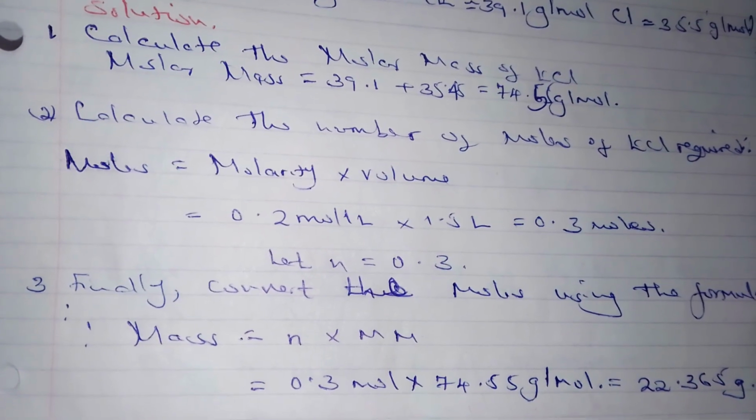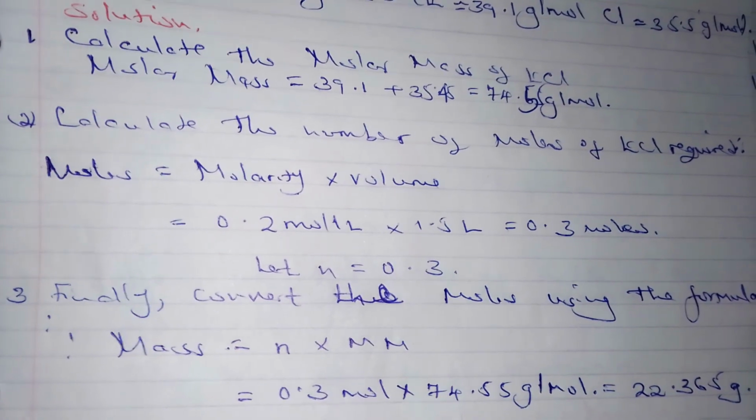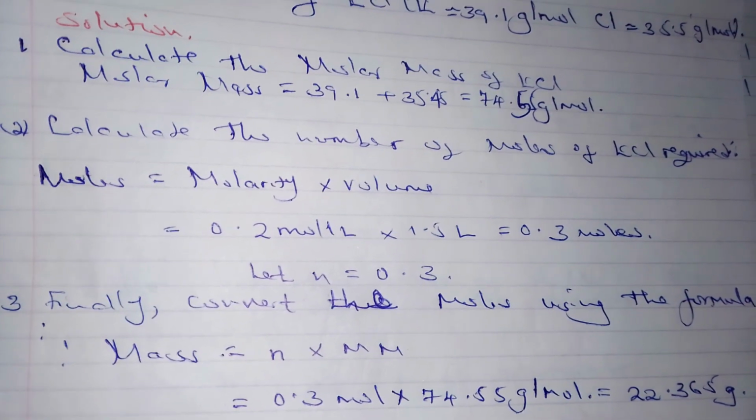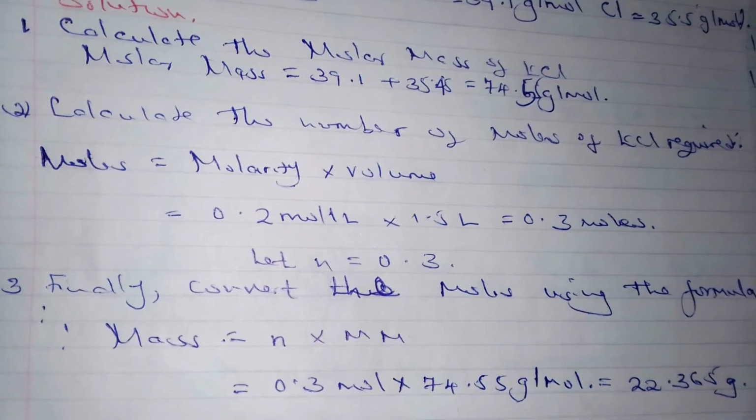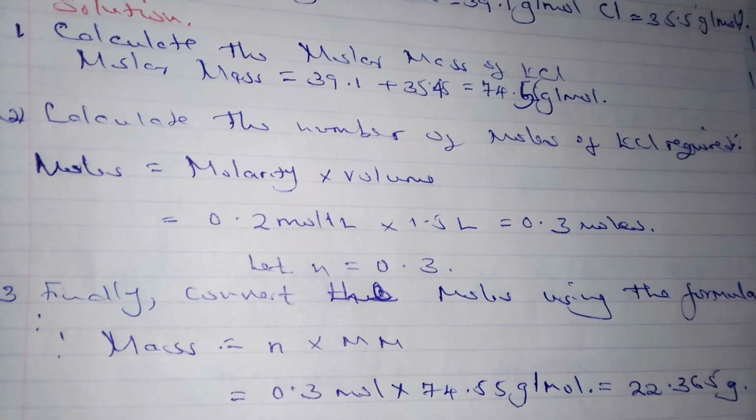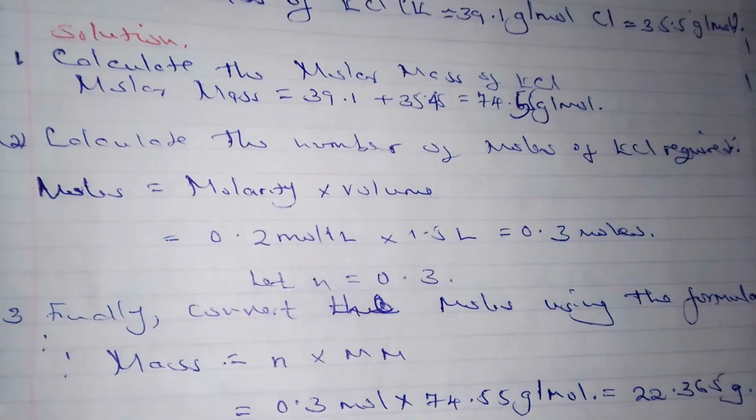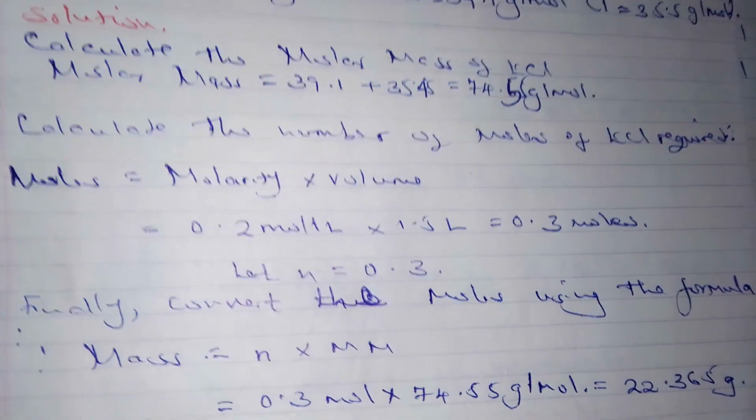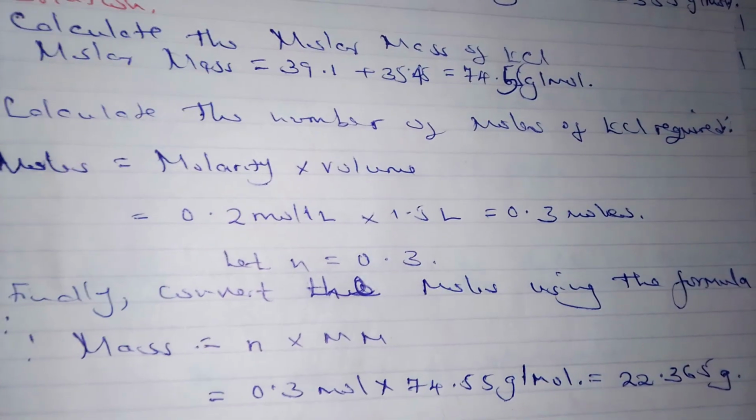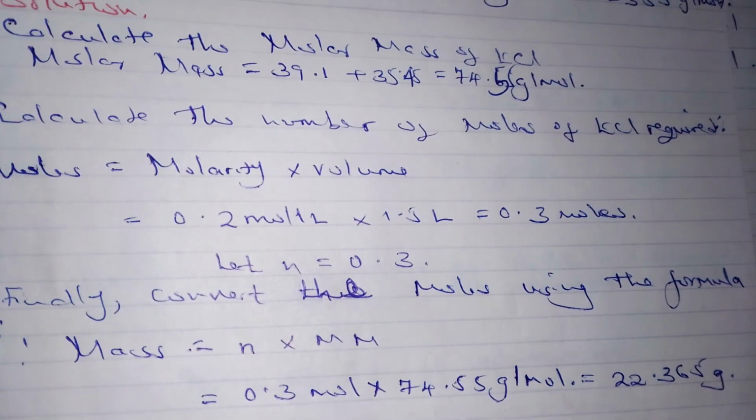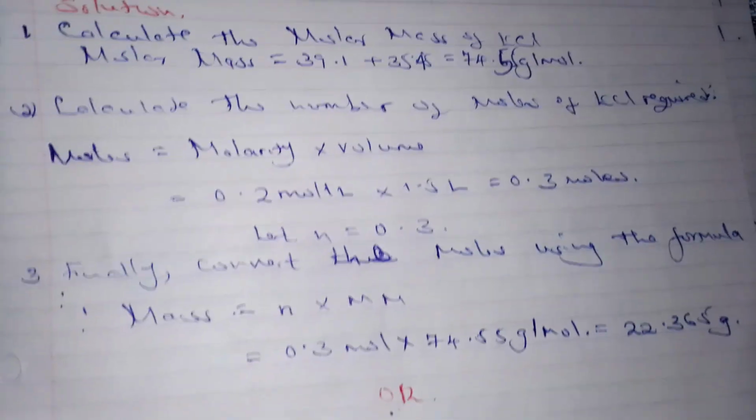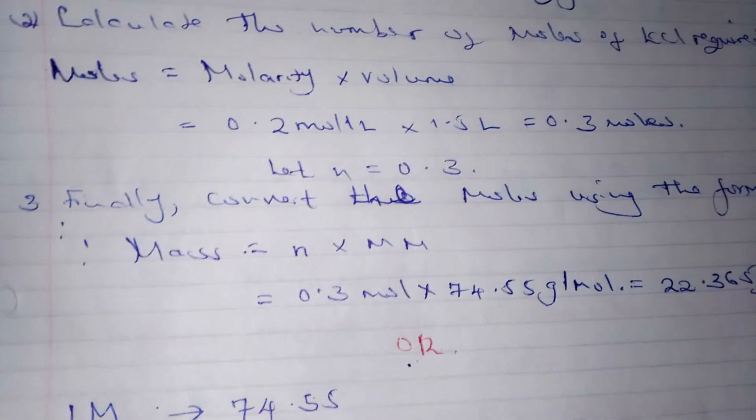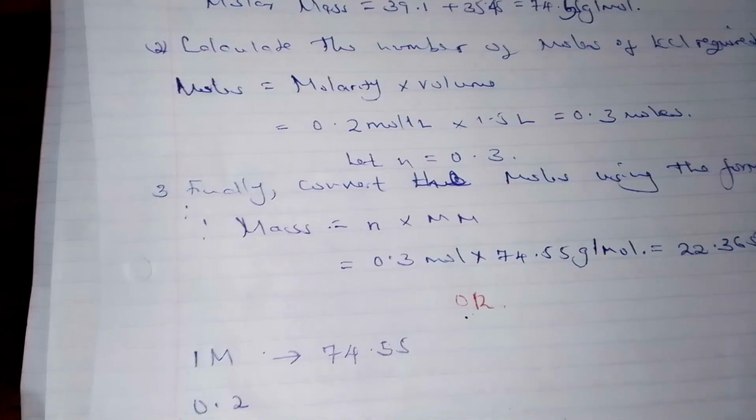Finally, convert the moles to mass using the formula: mass is equal to N multiplied by the molar mass. So you get 0.3 moles times 74.55 grams, the molar mass, which gives you 22.365 grams.